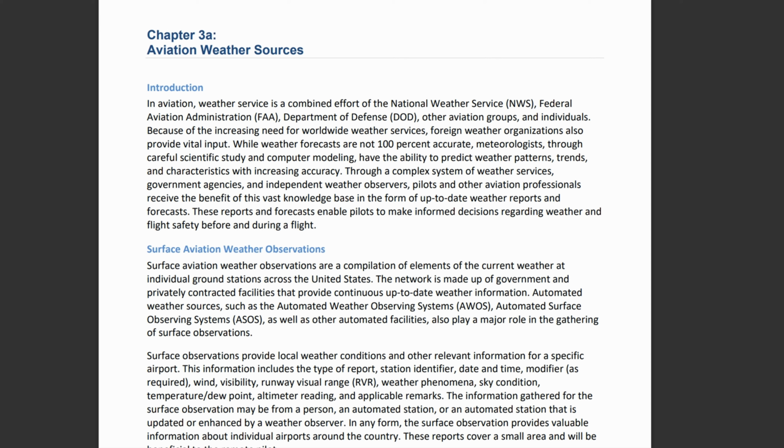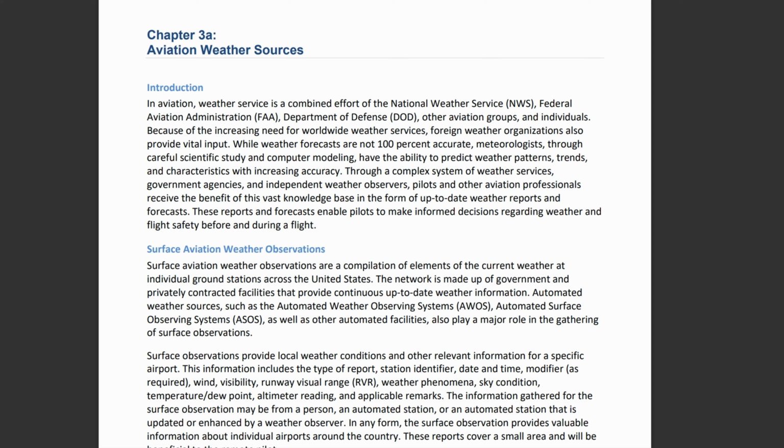Accurate weather information is important, right? And it's a combined effort of the FAA, which is the Federal Aviation Administration, the DoD, which is the Department of Defense, as well as NWS, which is the National Weather Service. And it's also helped by groups and officials, and we'll get more into this in a second. They help in a very specific way. This specific way is surface aviation weather observations. So what is surface aviation weather observations?